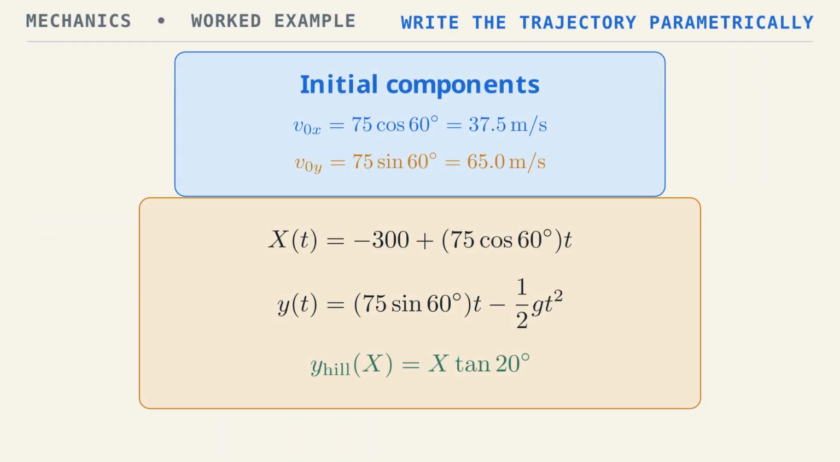Resolve the launch velocity using the drawn 60-degree angle. The horizontal component is 37.5 meters per second, and the initial vertical component is about 65.0 meters per second. With zero horizontal acceleration, x of t is negative 300 plus v0x times t. Vertically, y of t is v0y times t minus 1/2 times g times t squared. These two time equations describe the projectile, while y equals x times the tangent of 20 degrees describes the hill.